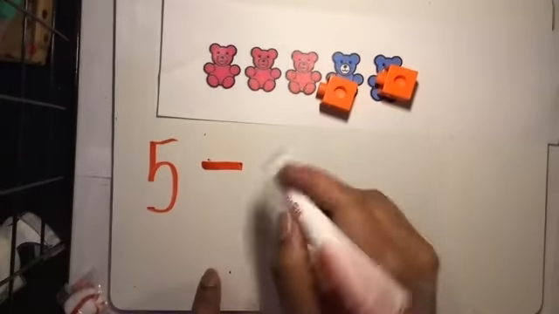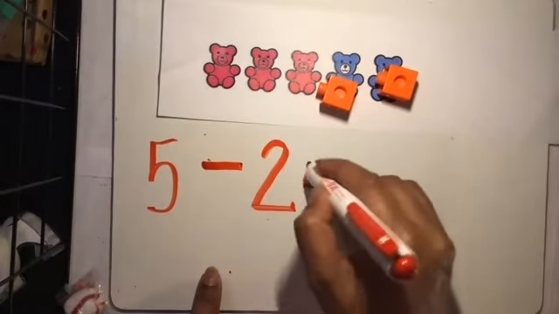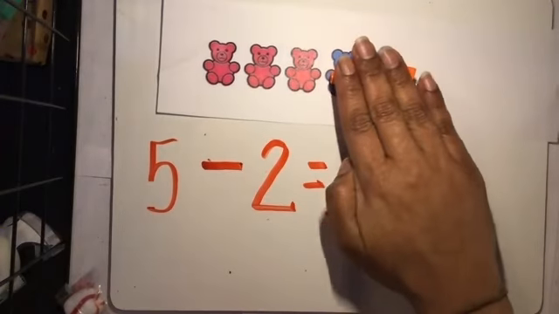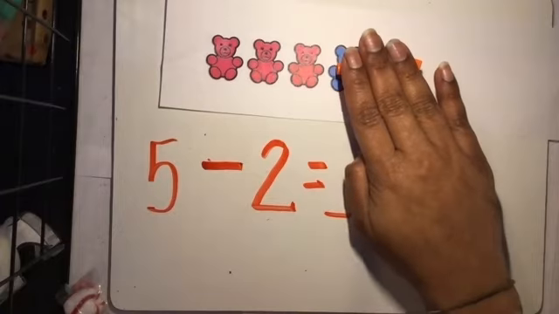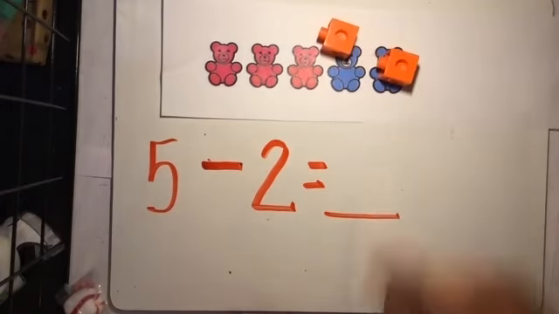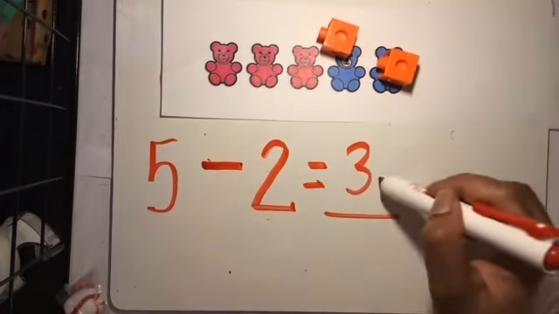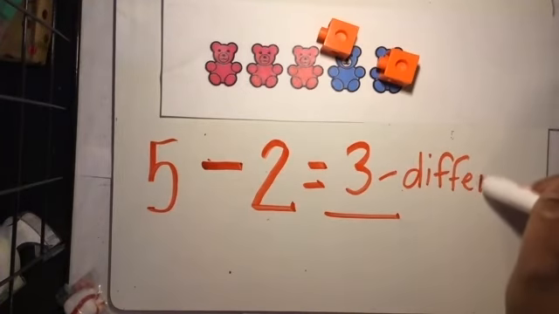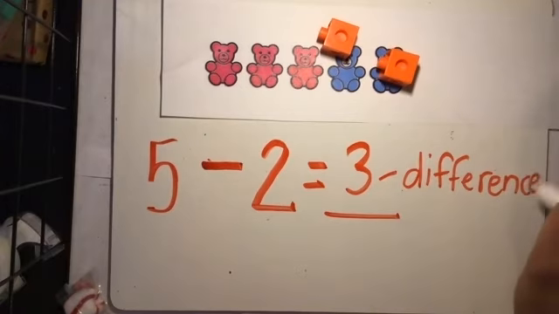So I'm going to use 2 equal. I want to know my difference. So when I take away 2, I have how many left over, boys and girls? I have 3 that are left over. 3 is also called the difference. Don't forget that. That's pretty important.